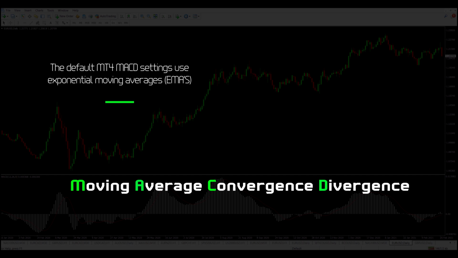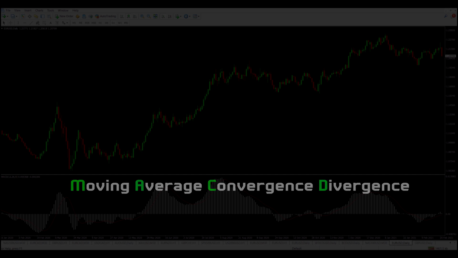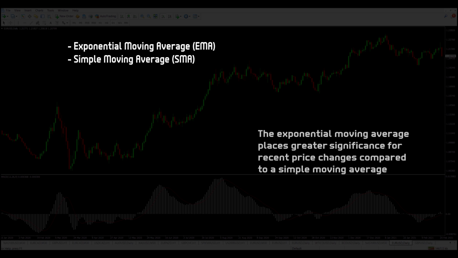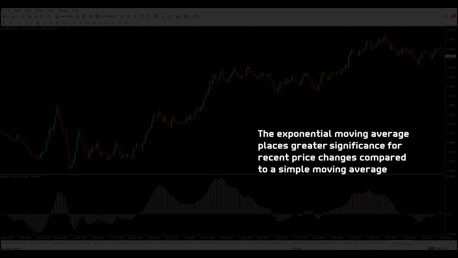There are two commonly used moving averages by traders. The first is called the exponential moving average, and the other one is called the simple moving average. The difference between exponential and simple moving averages is the following. The exponential moving average places greater significance on the recent price changes compared to a simple moving average. This is because the simple moving average applies equal weight to all the price changes within the calculation period.